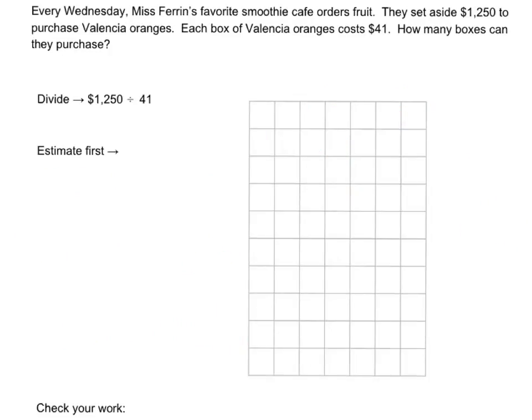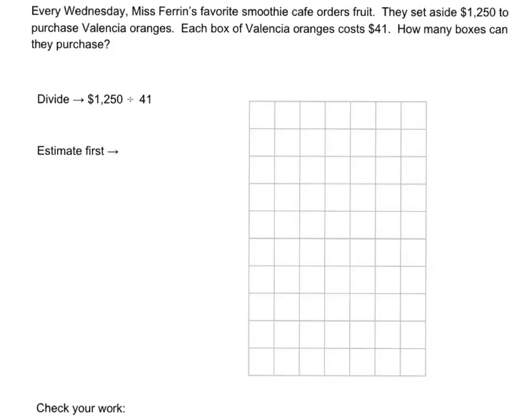Okay, now I don't always make my own smoothies. Sometimes I go to a smoothie cafe, and my favorite orders their fruit on Wednesdays. So they set aside $1,250 to purchase Valencia oranges, very fancy oranges. Each box of these Valencia oranges costs $41. So how many boxes can they purchase? So my division problem, of course, is going to be 1,250 divided by 41.